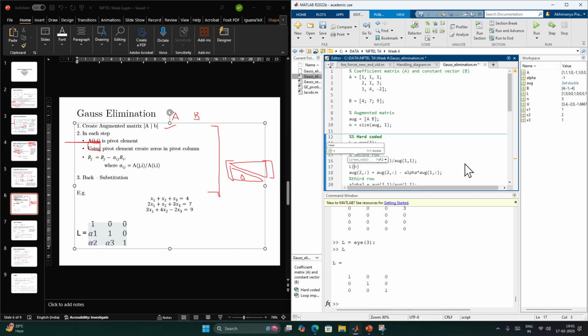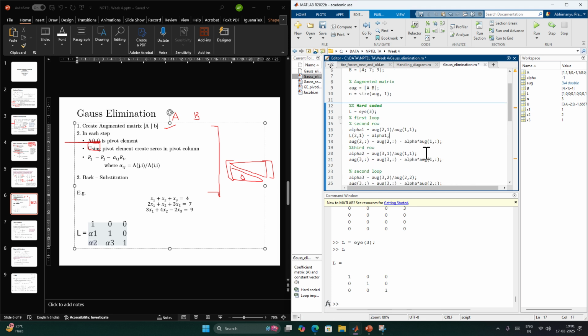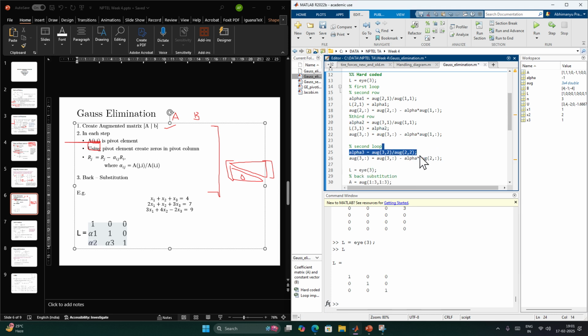So my L2,1 would be my alpha 1. Similarly here my L3,1 would be alpha 2, and here 3,2 would be alpha 3, right?